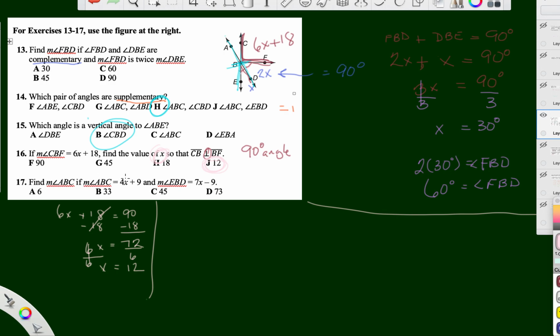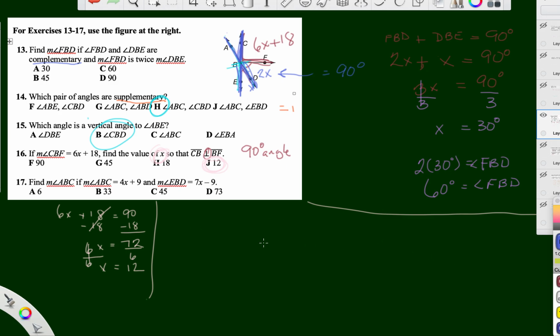Find ABC if ABC is 4x plus 9 and EBD is 7x minus 9. EBD and ABC are vertical angles, right? Let me trace them. I know it's getting messy, but I'm going to use a darker color to go over the top. We're looking at these two angles, and they make a perfect X. That means they're vertical angles across from each other and they're congruent.